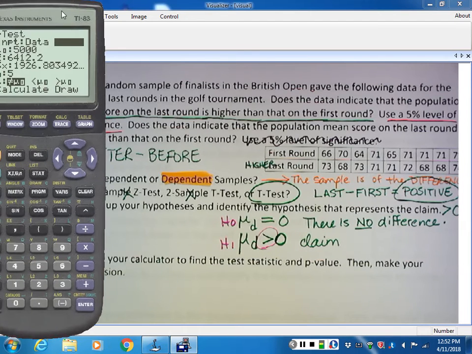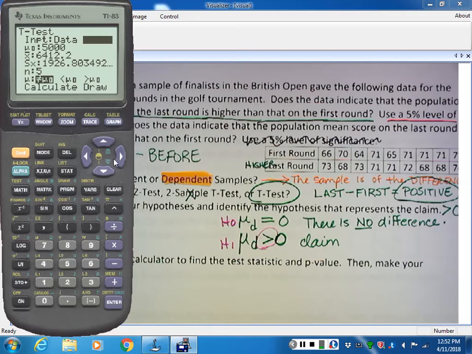Now we'll go set everything up on the calculator. We are actually working this time from data, not from statistics. The claimed mean is 0. There is no difference. My differences are in list 3. I changed list 1 to list 3 on mine. If you actually subtracted the individual differences, yours might be in list 1. It's okay either way, just be sure and tell it where they are. And then this, as it usually does, asks what's the sign in H1, and the sign in H1 is a greater than sign.